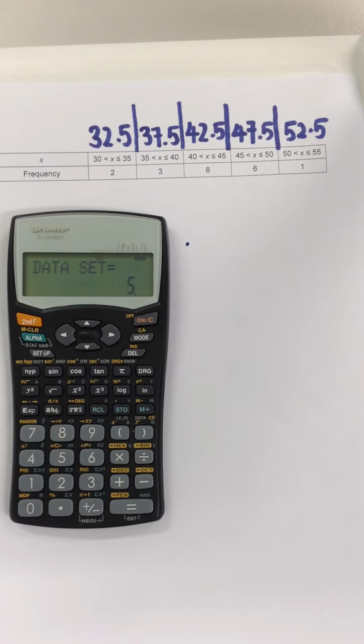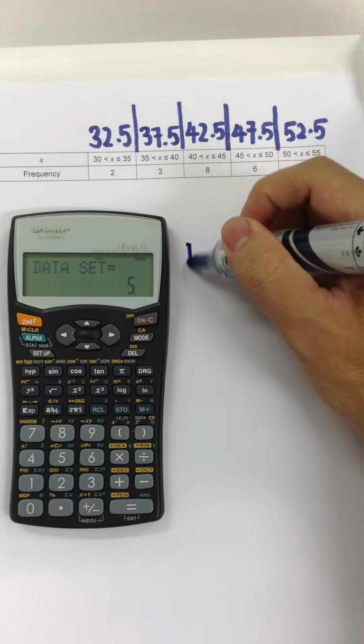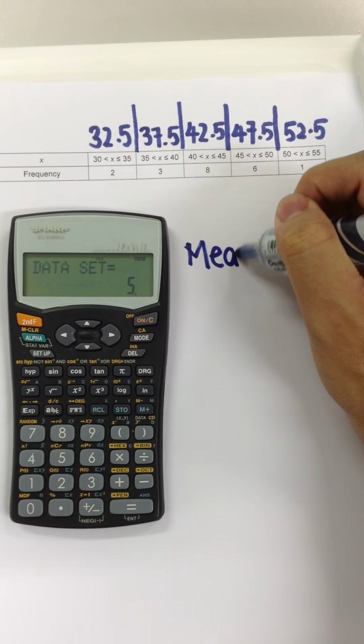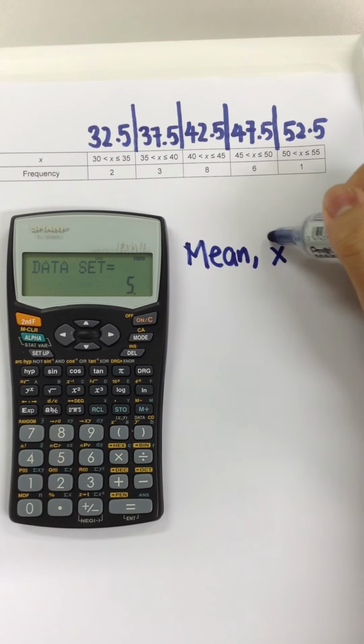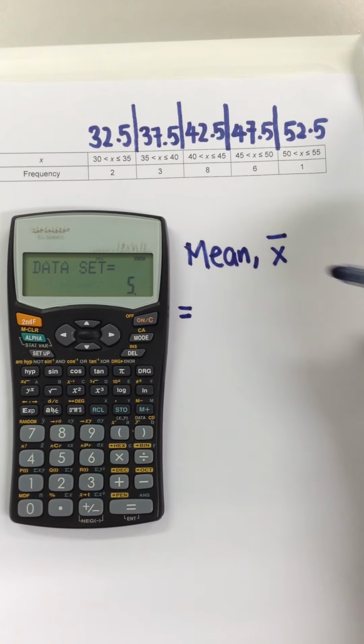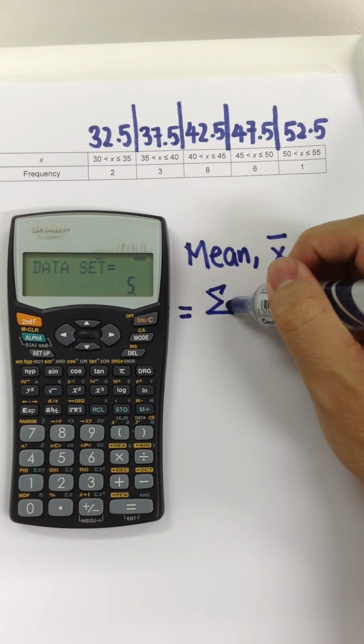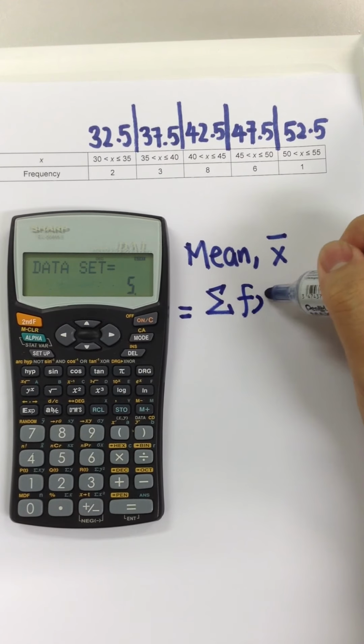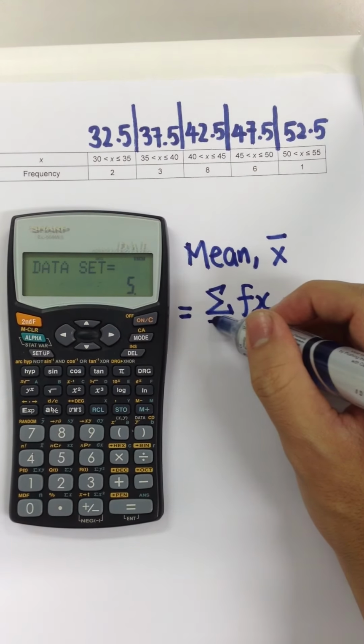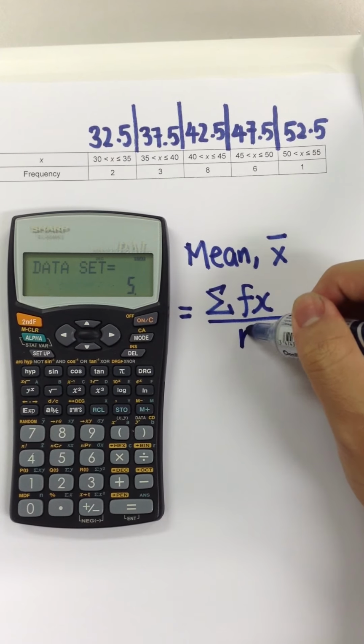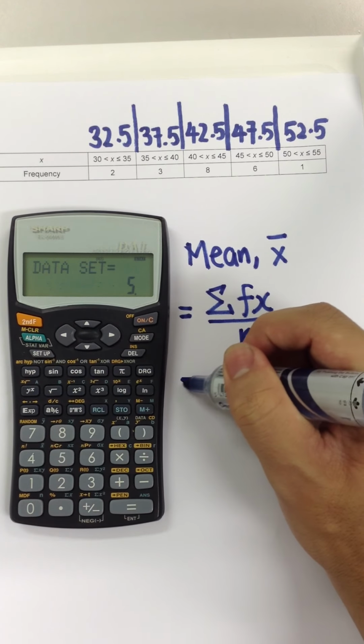Now that we have keyed in all the data, let's find the mean. Mean. And this is the symbol for mean. It is equal to the sum of the frequency times x divided by the number of data.